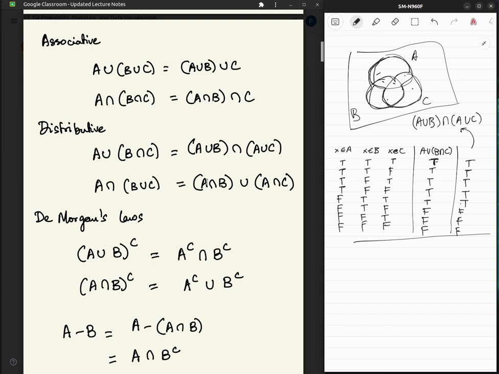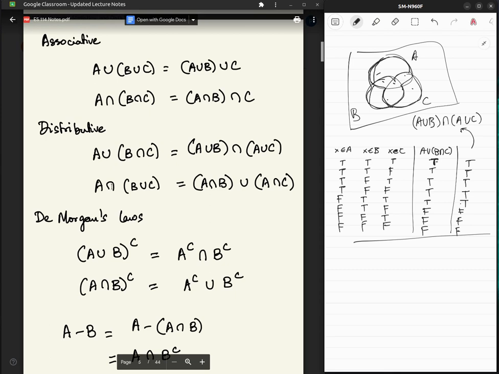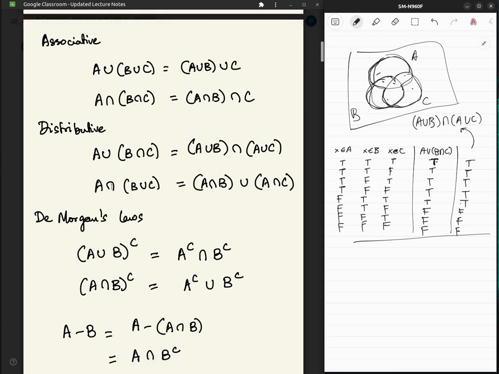Okay, makes sense. What about this one? A intersection of B union C. So B union C is just this complete thing. A intersection of that is this area. That's equal to A intersection B, which is this area, and A intersection C, this, so their union, which of course is the same thing. Visually, you can see that, so I won't be doing the truth table thing for that. Okay, let's move on.